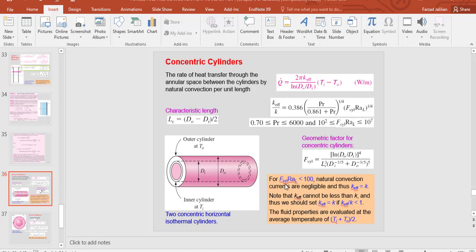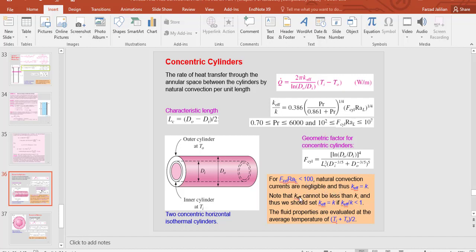And also we have some special cases. When this F cylinder times Rayleigh number is lower than 100, natural convection currents are negligible and the K effective will be equal to K. In other words, we don't have natural convection. So you can check if this value is lower than 100, we don't have any natural convection current.